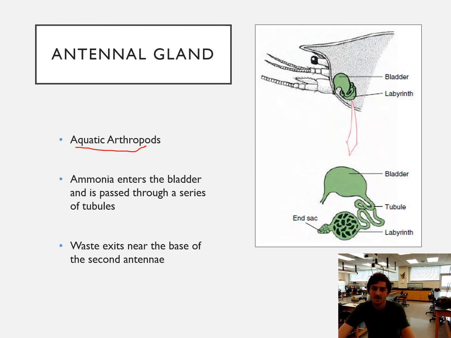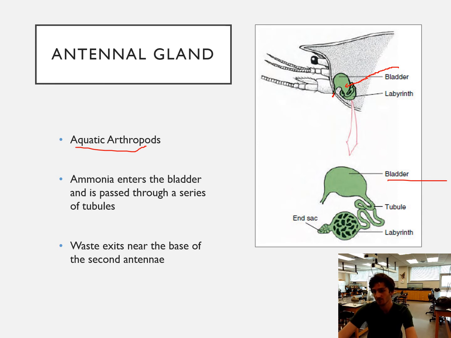For aquatic arthropods, such as crayfish or lobsters, they have what are called antennal glands. And so ammonia is passed into a bladder, such as this one. And then it passes through a series of tubules, enters a labyrinth, and then it exits out of the second antennae, the base of the second antennae here. So ammonia, which is a fairly toxic substance, which we'll talk about in a couple minutes, will be passed into the bladder through the circulatory system and a little connection to the digestive tract.